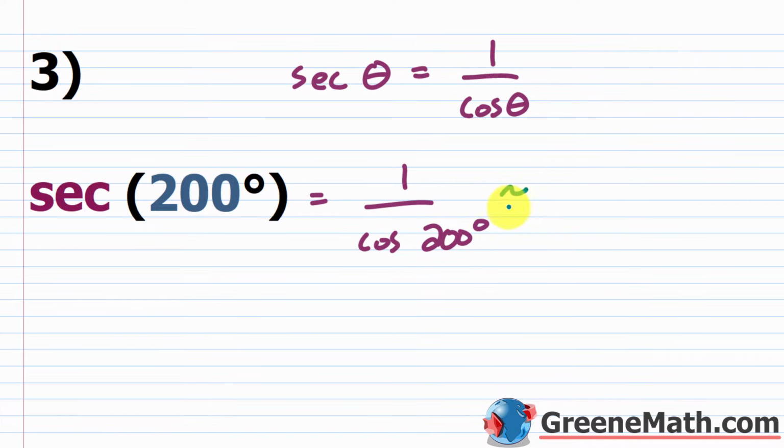And so this is approximately going to be negative 1.0641777772, and that's where my calculator stops. We know that cosine would be negative and also secant would be negative in quadrants 2 and 3. A 200-degree angle is going to be in quadrant 3, right? So we know it's going to be negative with the cosine value or the secant value.